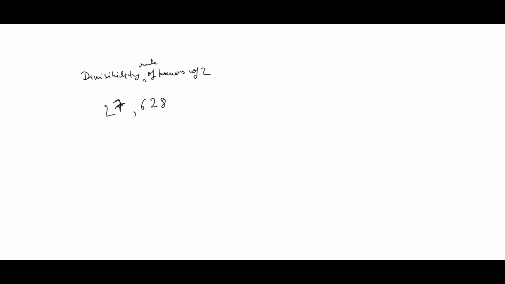So why are we checking the last two digits? Okay. And what's the meaning of divisibility rule of powers of 2? It means that today I'm going to tell you the divisibility rule of 2, 4, 8, 16, 32, and up till infinity. Okay, let's start.